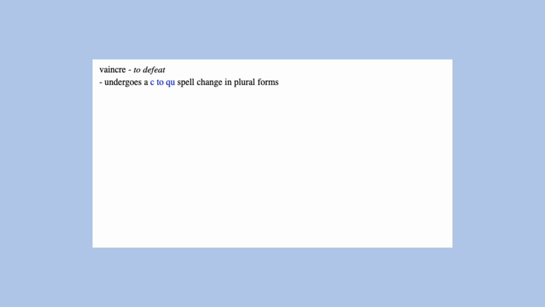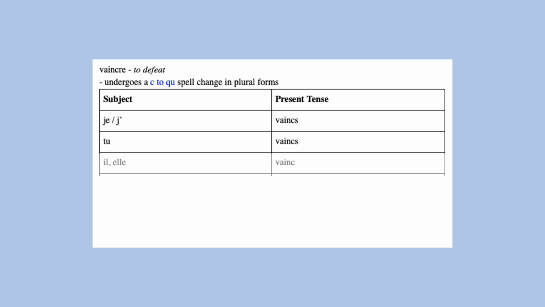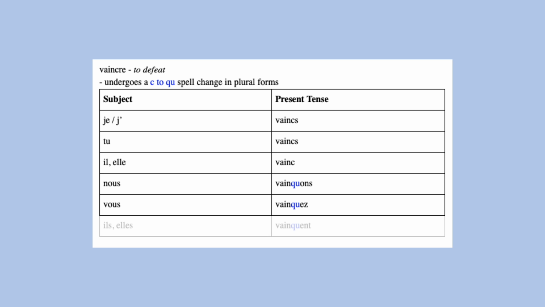Vaincre undergoes a C to QU spell change in the plural present tense forms. Vaincs, vaincs, vainc, vainquons, vainquez, vainquent.